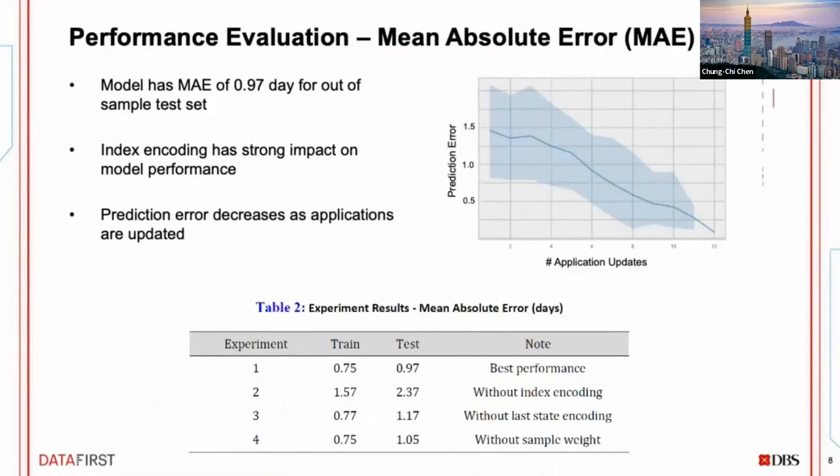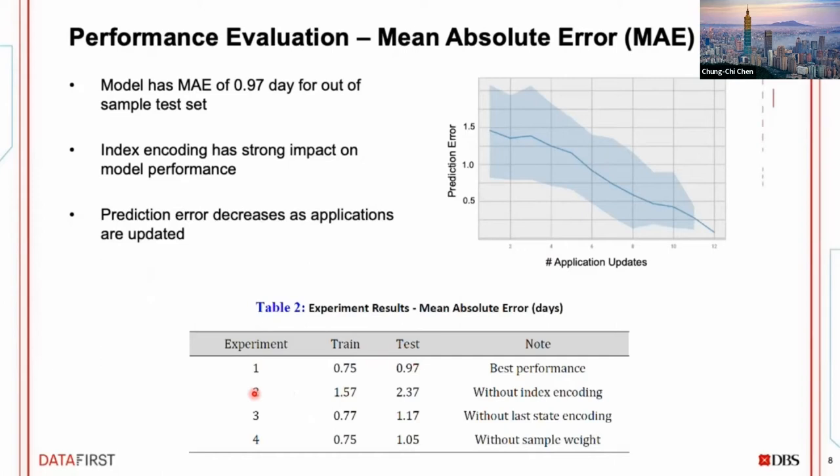Let's move on to the performance evaluation. Mean absolute error, or MAE, is used to measure the performance of the machine learning model. We have a MAE of 0.97 day for the out of sample test set. This is also reflected as experiment 1 in the table below. For production data that was back tested, we see similar level of performance.